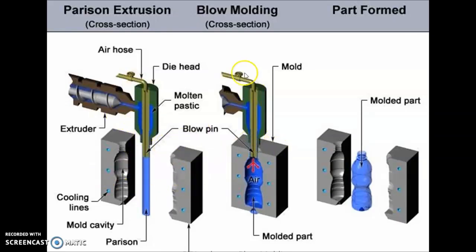In stage 2, the compressed air gets blown into the mold cavity and the part attains the shape of the mold. After it gets cured, the molded part is ejected. This is one of the examples of the blow molding process.